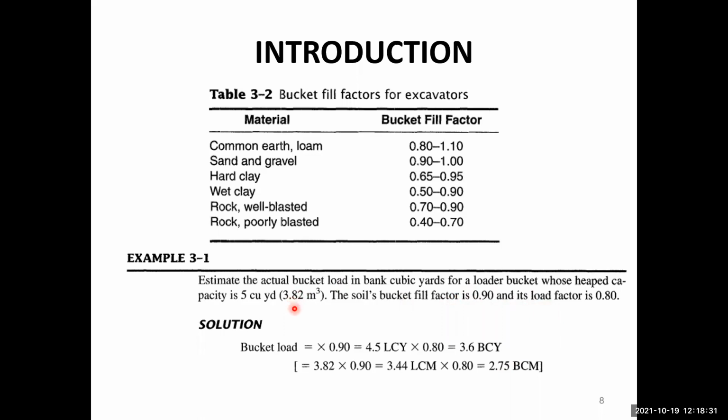So the 3.82 cubic meter heaped capacity of the bucket will actually hold about 3.44 loose cubic meter. And then that 3.44 loose cubic meter is equal to about 2.75 bank cubic meter. That means if we have to excavate 2.75 bank cubic meter, then this bucket can be used, but the volume in that bucket will be that 2.75 bank cubic meter, equivalent to its heaped capacity.